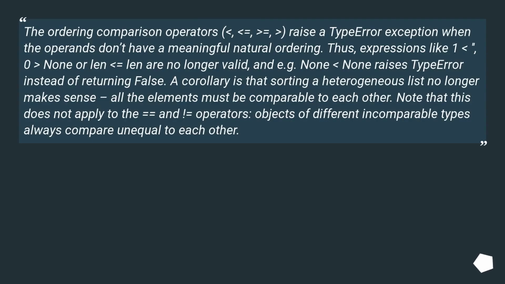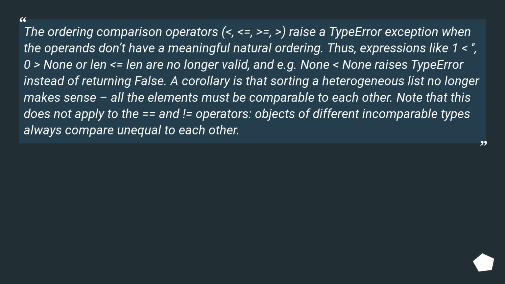The ordering comparison operators, less than, less than or equals, greater than, raise a TypeError exception when the operands don't have a meaningful natural ordering. Thus, expressions like 1 < 0 > None or len <= len are no longer valid, and for example None < None raises TypeError instead of returning False. A corollary is that sorting a heterogeneous list no longer makes sense. All the elements must be comparable to each other.